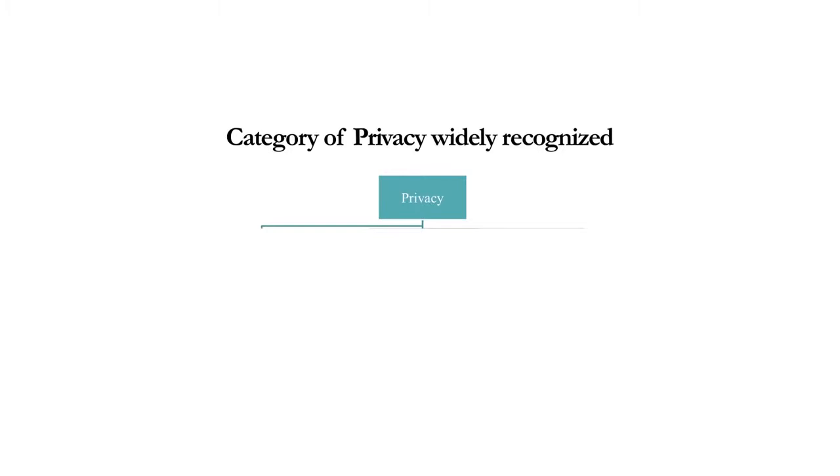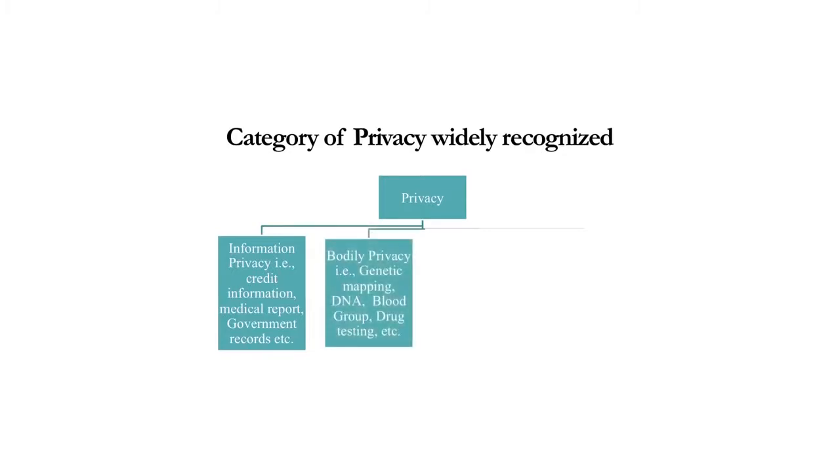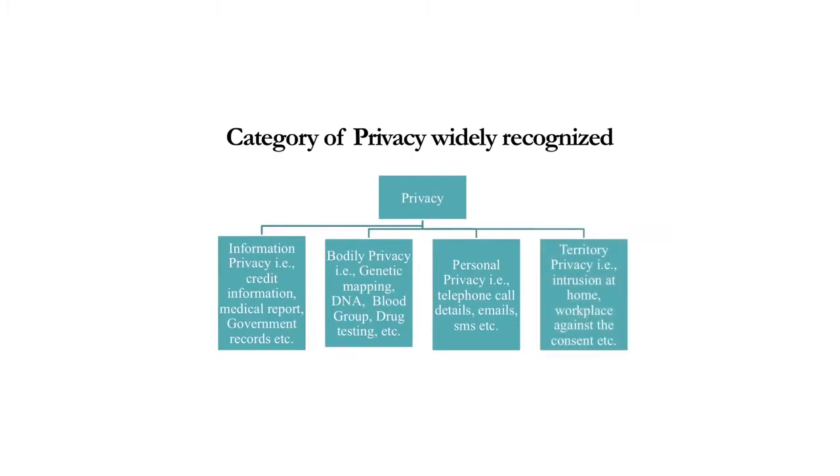The first is information privacy, which is related to credit information, medical reports, and government records of the individual. Second is bodily privacy, that is genetic mapping, DNA, blood group, drug tests, etc. Third is personal privacy, like telephone call details, emails, SMS, etc. And the last one is territorial privacy, that is intrusion at home or workplace against the consent of the individual.